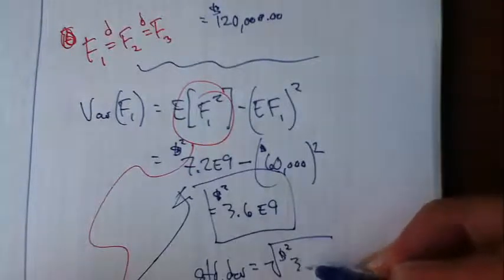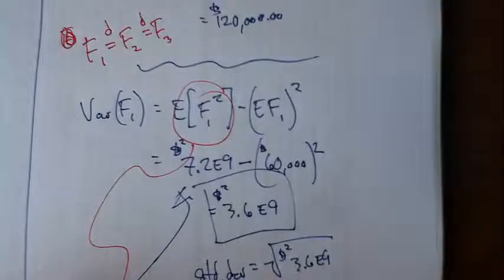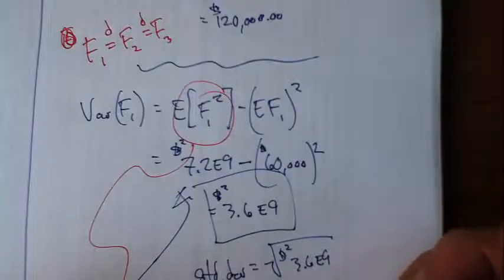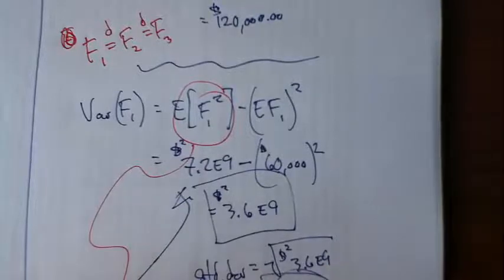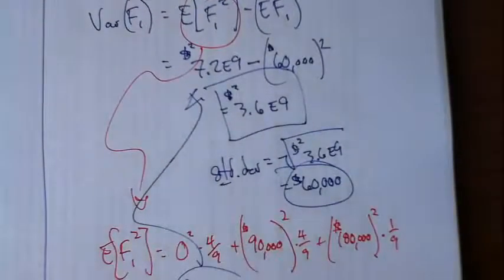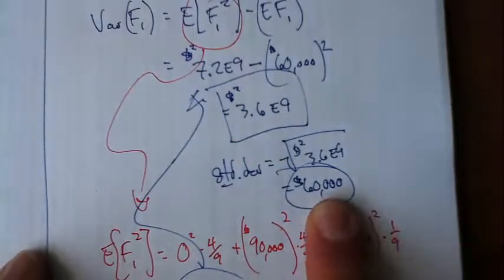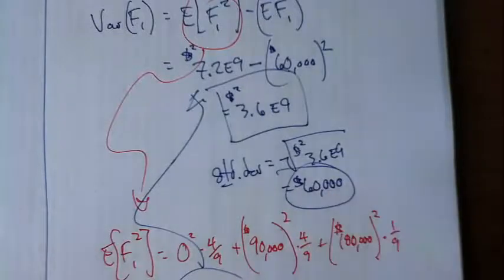I get $60,000. Yeah, $60,000 is the standard deviation. That is a happy accident. That's just a big fat coincidence that the standard deviation happens to equal the expected value.